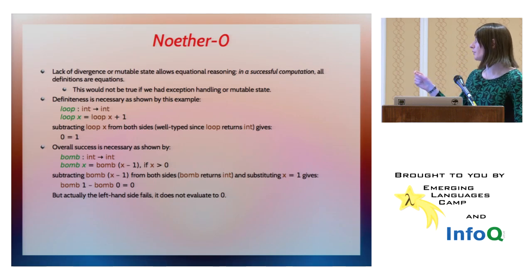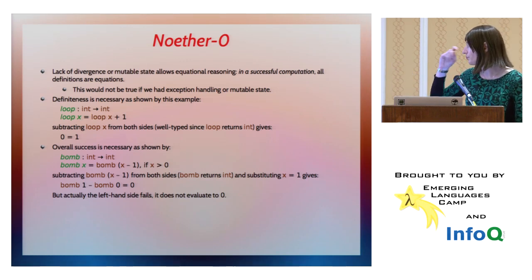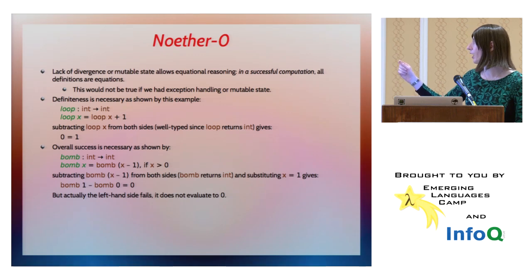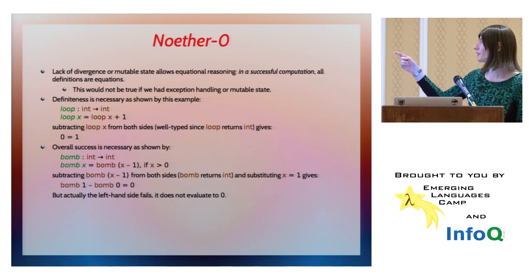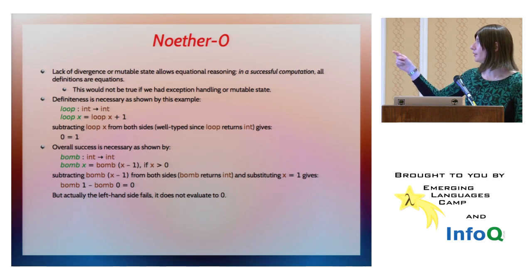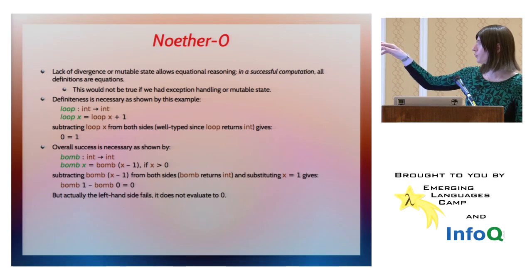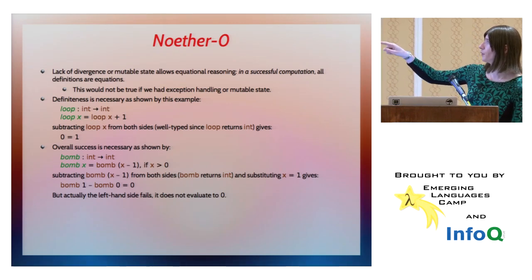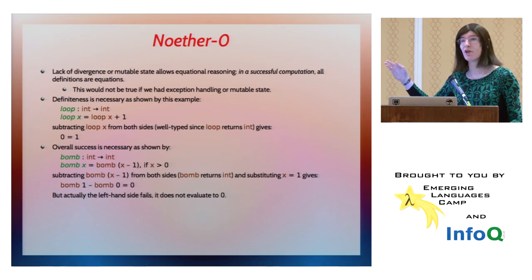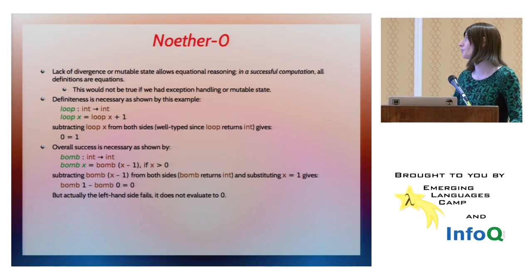Okay, so because we don't have mutable state and because all programs terminate, we can treat definitions within the program as equations. So, for example, here we have a program that doesn't terminate, and so would be excluded from this subset. And because it doesn't terminate, this attempt to use equational reasoning fails, because we subtract loop x from both sides, we get 0 equals 1. And that fails because the program didn't terminate.